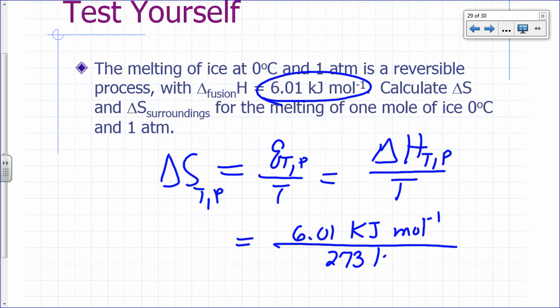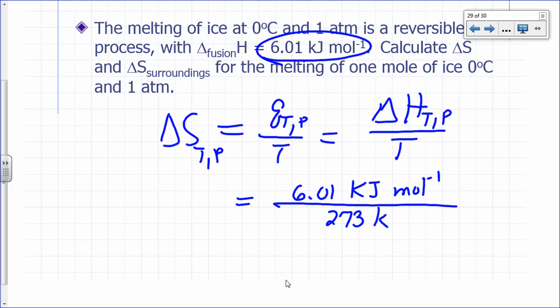273 Kelvin, room temp 0 degrees Celsius. So that gives you how much? 6.01 times 10 to the third joules divided by... Like this on the test.